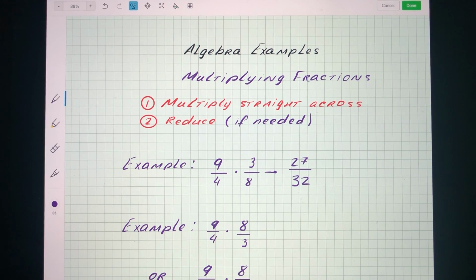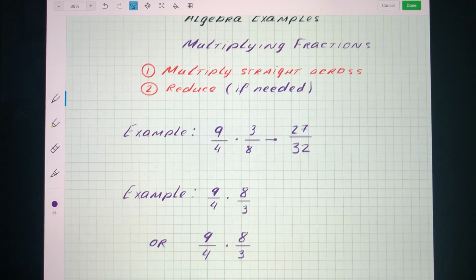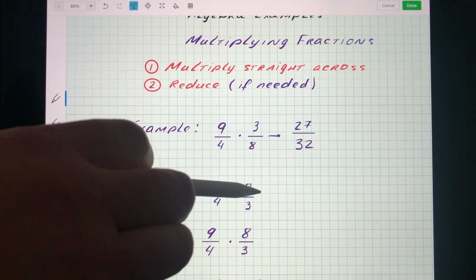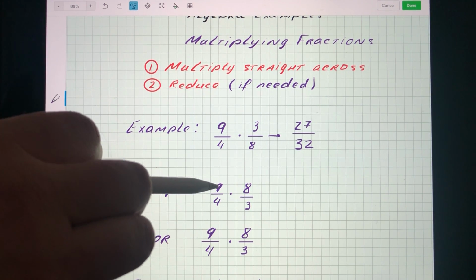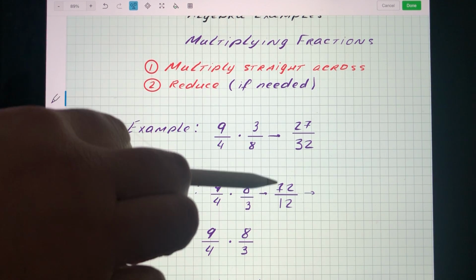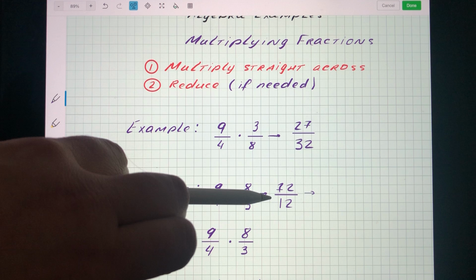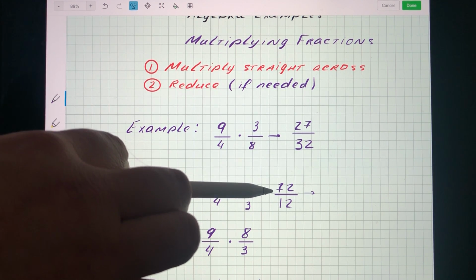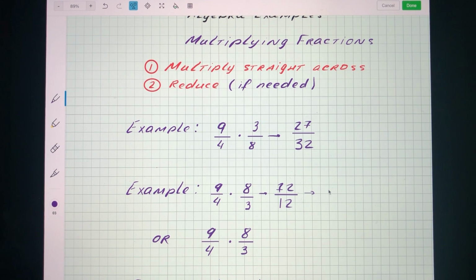Now let's look at the next example. So here we have 9/4 times 8/3. This time we can reduce. So first let's multiply straight across and then reduce. 9 times 8 happens to be 72, and then 4 times 3 is 12. Now we see that both of these numbers, 72 and 12, are both even. We know we can reduce at least by 2, but we can actually reduce by 12 because 12 goes into 72 6 times, and the answer would be 6.